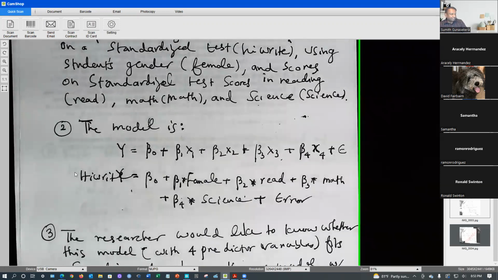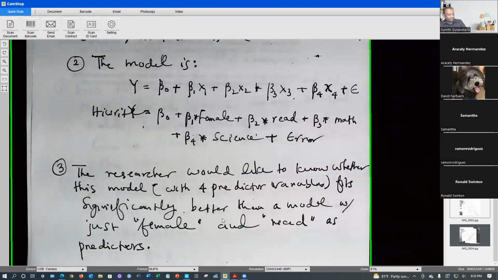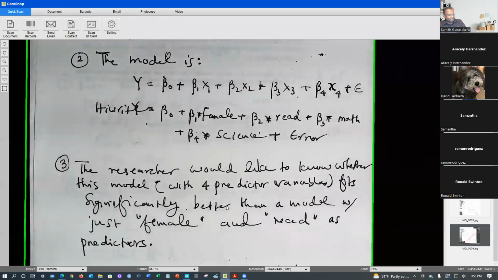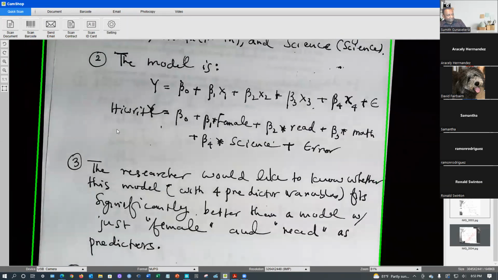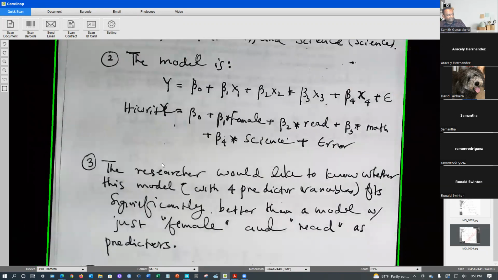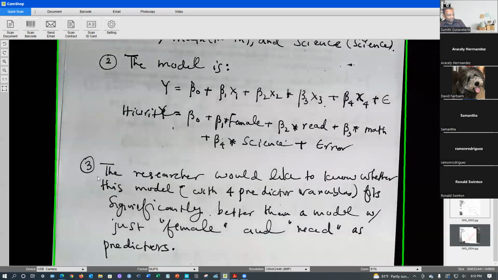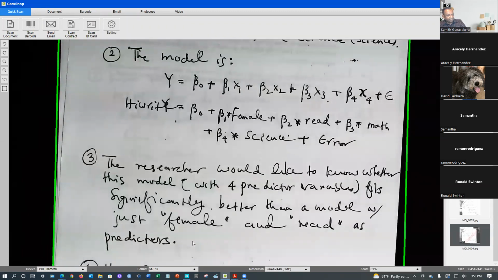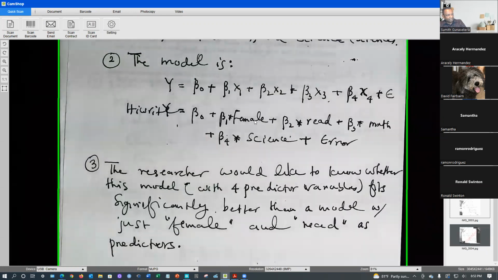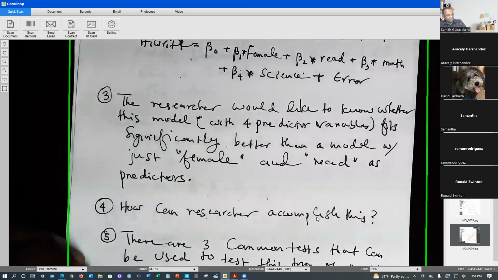So if you develop this regression line, what's going to happen? The researcher would like to know whether this model with the four predictors fits significantly better than a model with just female and read as predictors. Let's say that this is the model. This is not the right model, but let's say if this is the model, now the researcher would like to see whether the model with four predictor variables fits significantly better than a model with just female and read as predictors. They're going to drop some variables. Female means the gender, and read is one of the subjects; math and science they're going to drop. If they drop, how can the researcher accomplish this?